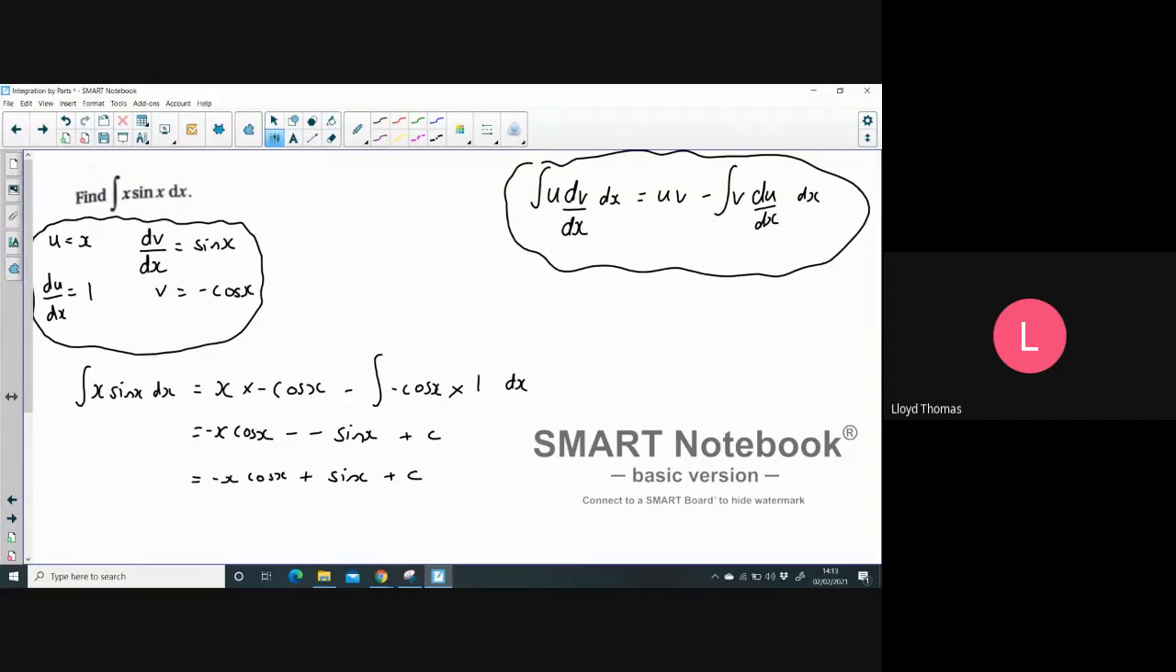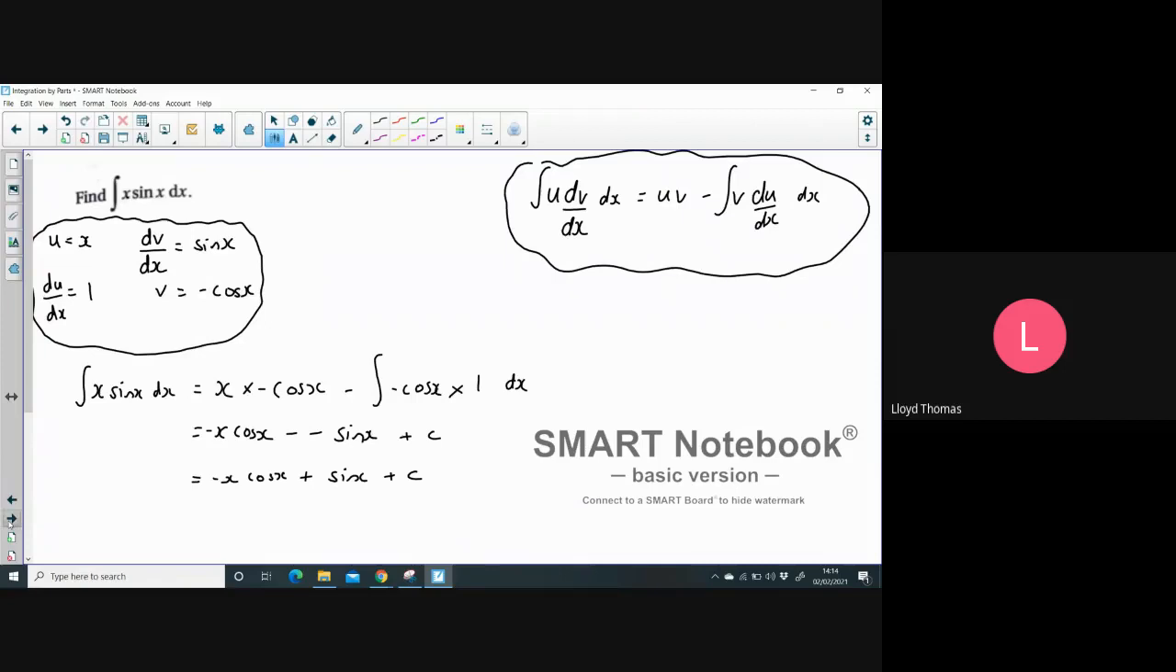Does anyone have any questions about that? I know it can get quite complicated maybe in terms of all the x's and the v's and the u's and whatever, but you just need to remember there's two things multiplied by each other and underneath the integral symbol in the question. You need to label one as u and the other one as dv by dx. And it doesn't matter which way they go around. One you differentiate, one you integrate, sub it into the formula.